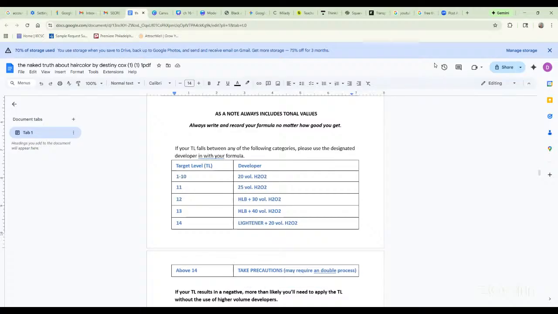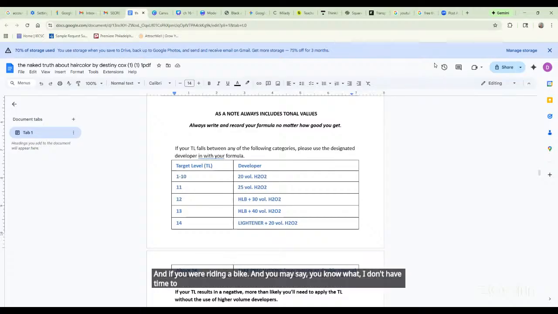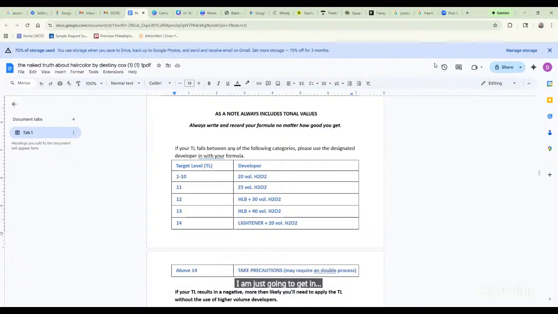And you may say, you know what, I don't have time to get in my car. I am just going to get in a plane. And that plane is going to get you there zoom, so fast. You're not even going to see yourself coming. Zoom. You're going to be there. Boom. Okay. Here's the thing with developers, guys.